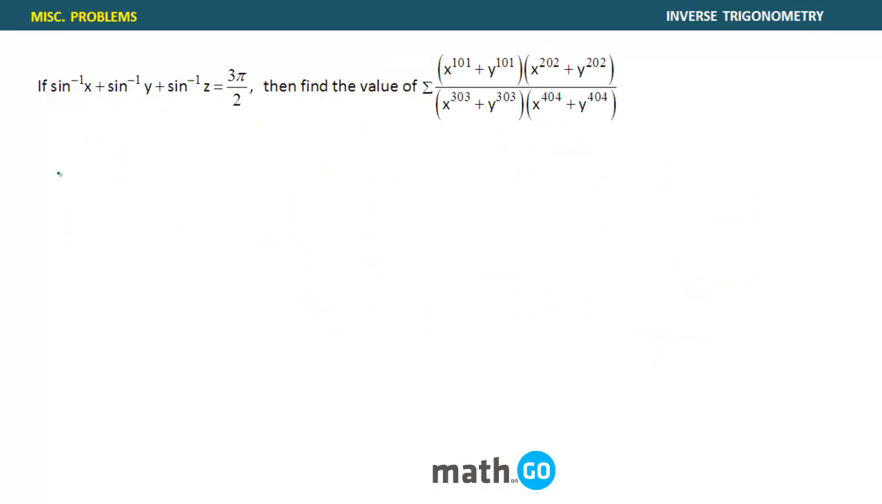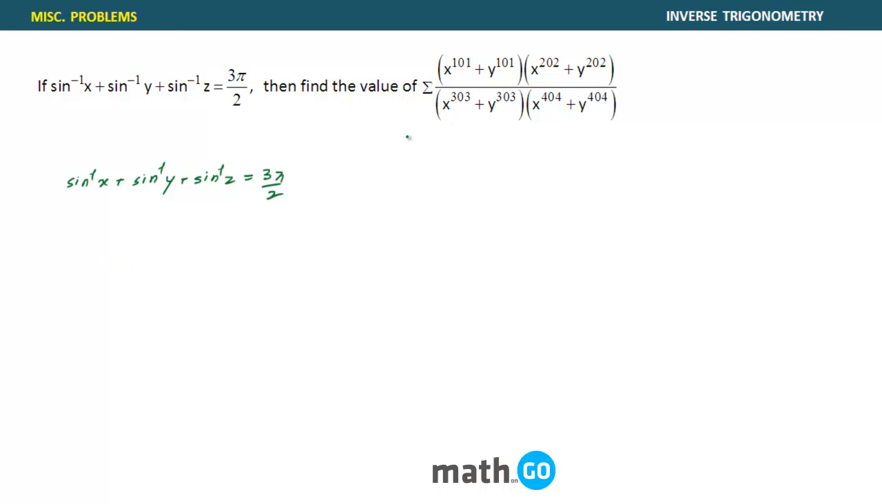Now let's take the miscellaneous problems. Okay, so this question asks that if sine inverse x plus sine inverse y plus sine inverse z, right, is equal to 3 pi by 2, then you have to find this value.